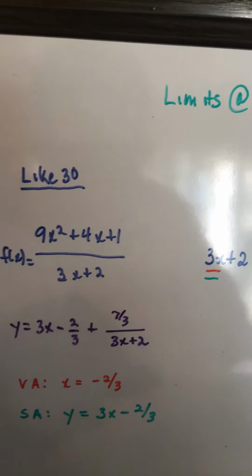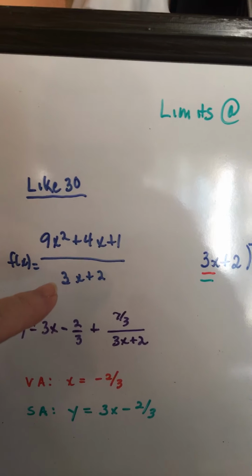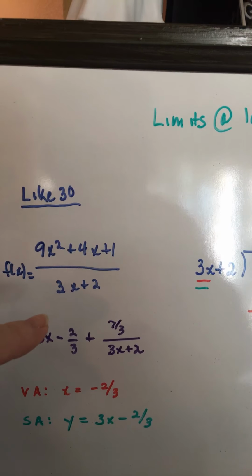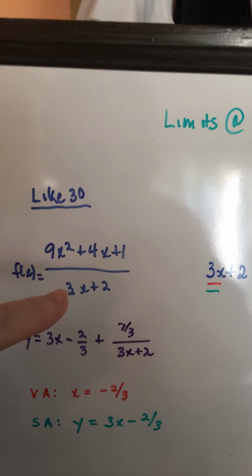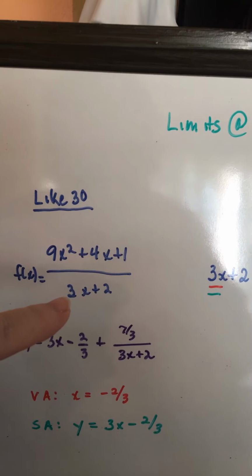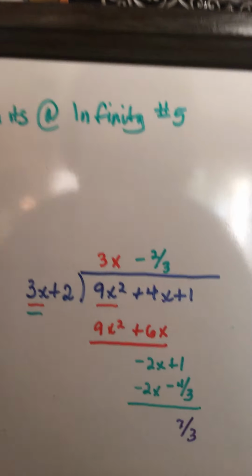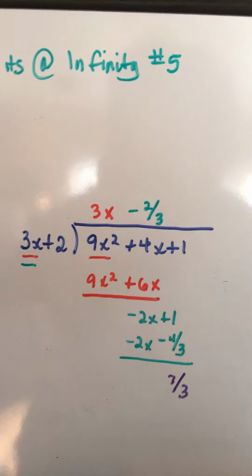I want to review a long division. You can see the degree of the numerator is greater than the denominator, so we're going to have a slant asymptote. The coefficient of the linear term is not a 1, so I have to go into long division mode.